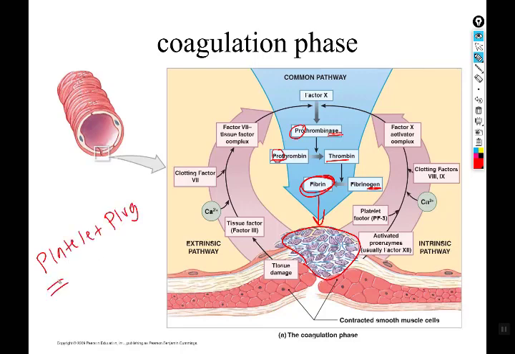Another thing I need to stress is that platelet plug does not equal a clot. It's on the way to a clot, but in order for it to be a fully coagulated clot, you need to have fibrin, and that is the result of the completion of the common pathway.